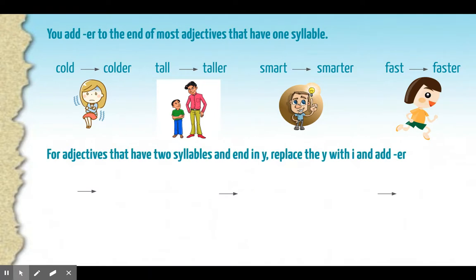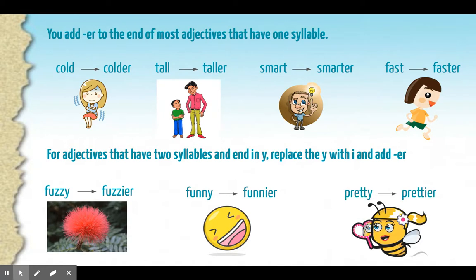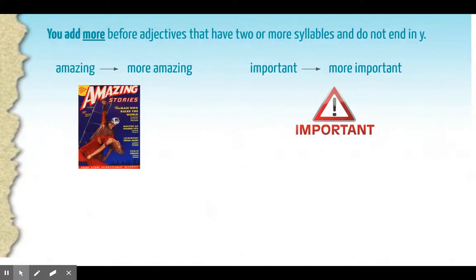Now, adjectives that have two syllables and end in Y, we replace the Y with an I and add ER. So, for example, the flower is fuzzy. We're going to take the Y off and add IER. Funny becomes funnier. We take the Y off of funny and add IER. Pretty becomes prettier. We're going to take the Y off and add IER.